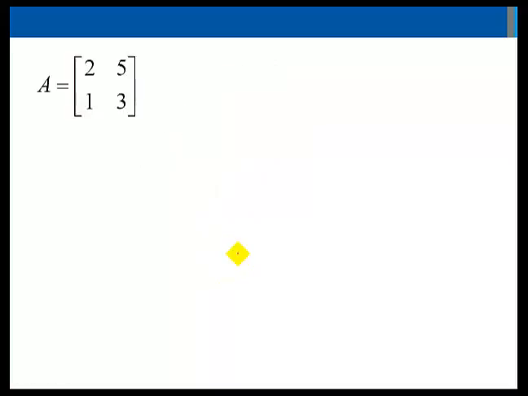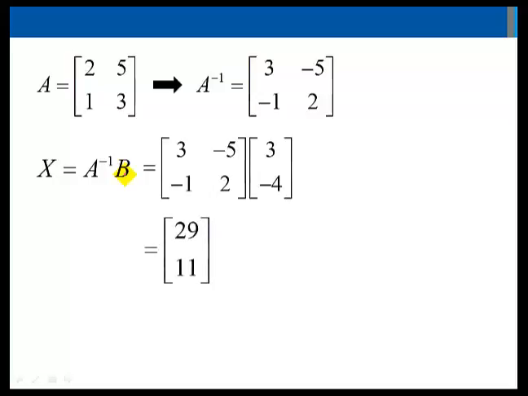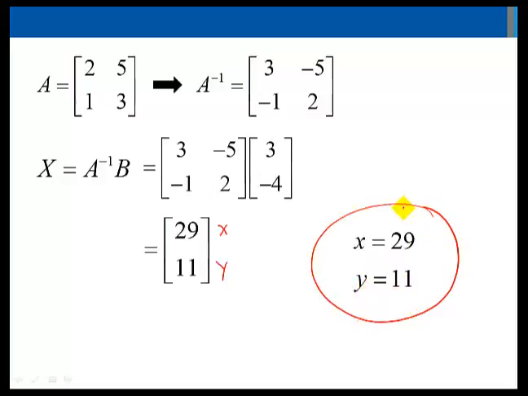Okay, so A, which is equal to 2, 5, 1, 3 here, we found in the last video that the inverse of this matrix is the 2 by 2 matrix, 3, negative 5 in the first row, negative 1, 2 in the second row. So if we want to solve for X, we take A inverse times B, and I will multiply these two matrices together, find that my matrix X is equal to the 2 by 1 matrix 29, 11. The matrix X represented the variables of x and y, so we have found that x equals 29 and y equals 11 is the solution to our system of equations.